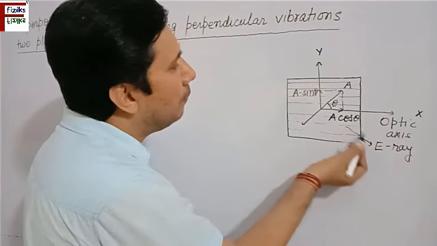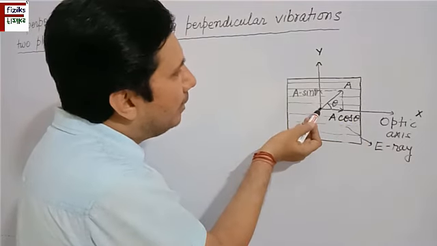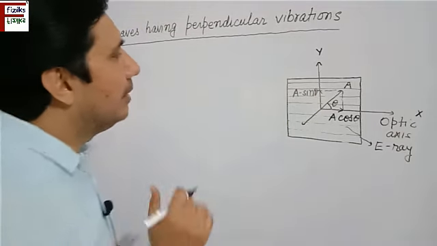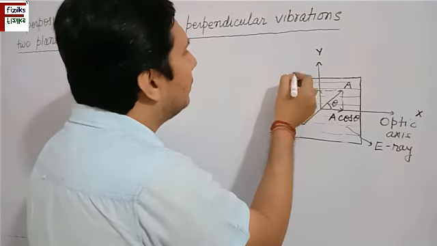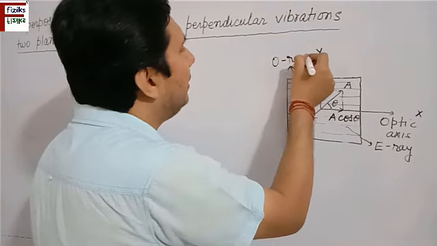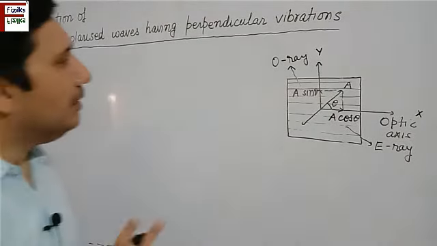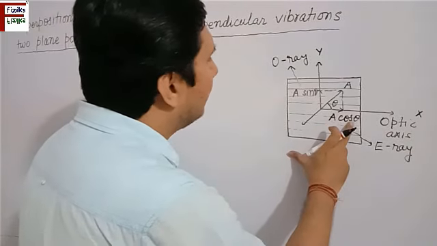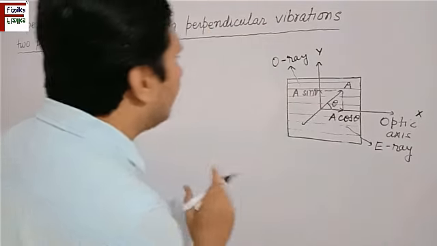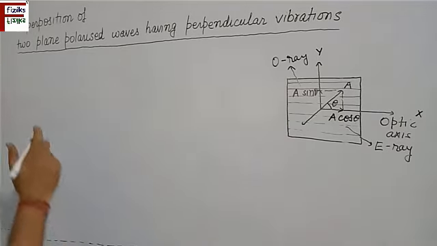So the amplitude of E ray will be A cos theta, and the component which is perpendicular to the optic axis or the principal section will act as O ray, and its amplitude will be A sin theta. So the amplitude of E ray here is A cos theta and the amplitude of O ray is A sin theta. So first we have to write down the electric field profile of E ray and O ray.